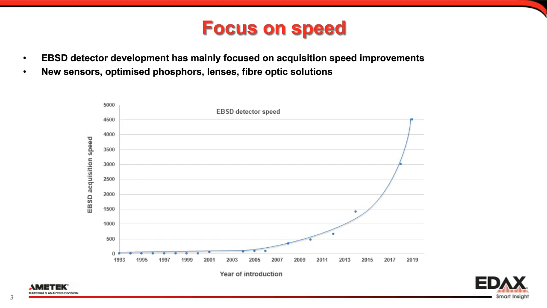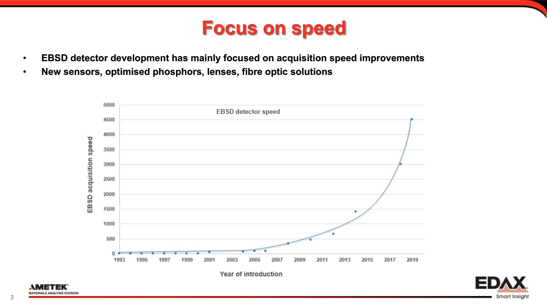And that includes new sensors, new types of detection mechanisms, optimizing the phosphor screens to optimize the electron to light conversion, optimizing lenses, and fiber optic solutions we've used in the past.